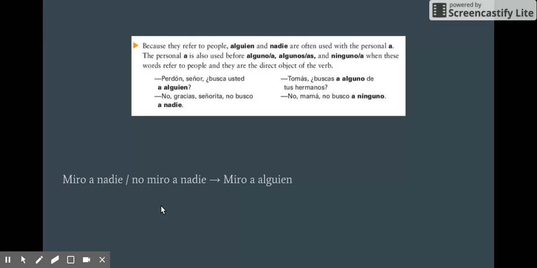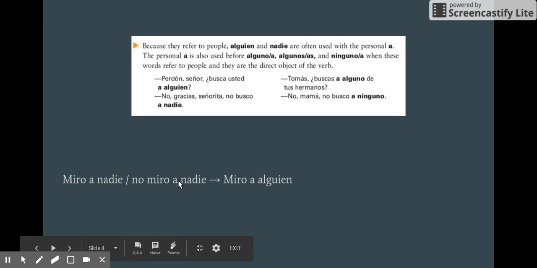For the words alguien, nadie, alguno, algunas, ninguno, since these refer to people, generally we have the preposition a before them. Since you don't have a specific person in mind, but you know it's someone. So for example, miro a nadie, I'm not looking at anyone. Since nadie is referring to a person or the lack of a person, it would have the preposition a.